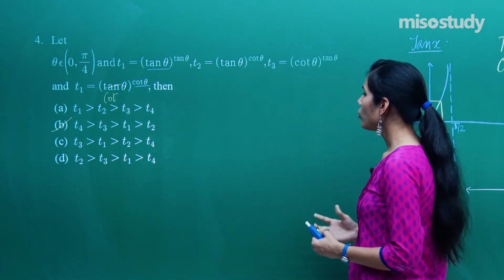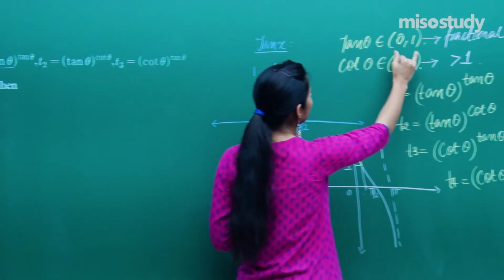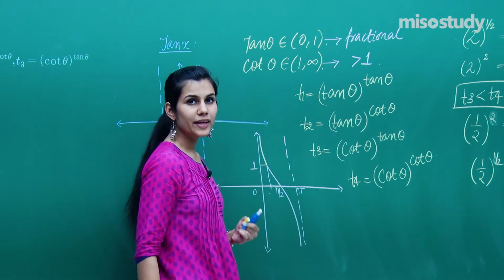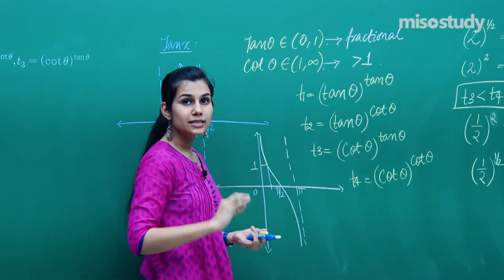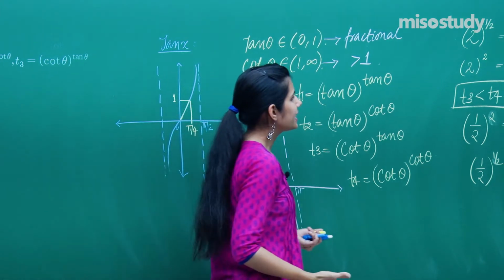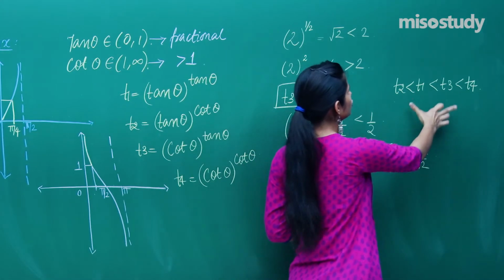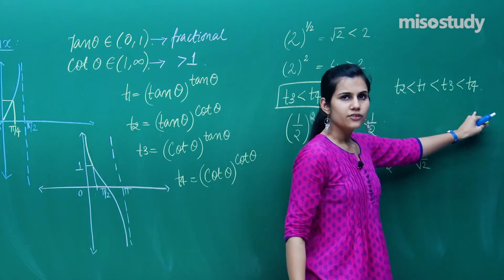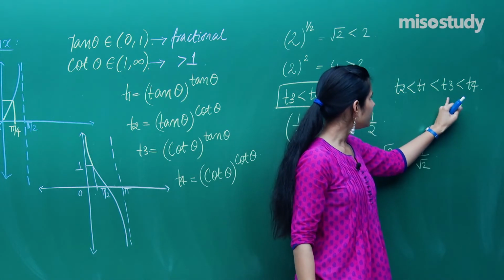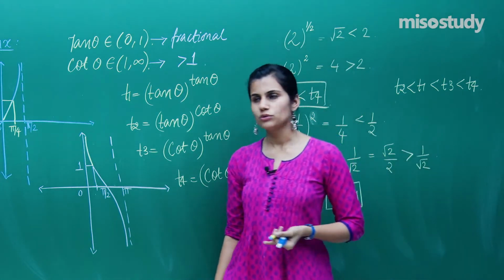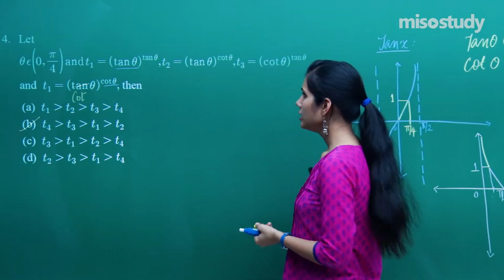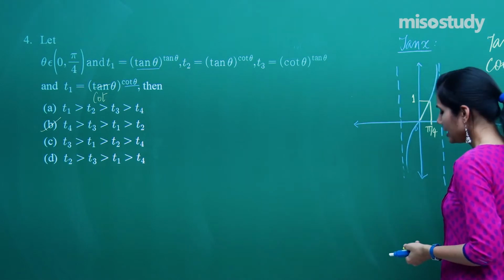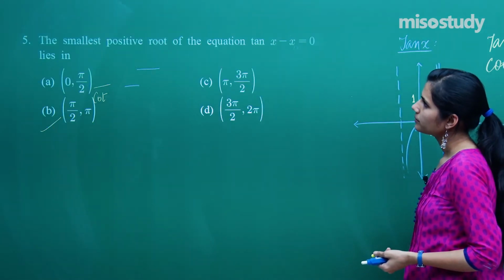So here basically what we used is the fact that tan theta belongs to 0 to 1, that means it's a fractional value, whereas cot theta belongs to 1 comma infinity, it's a number greater than 1, and that gave us such a conclusion. Alternatively, I can write it as T4 is greater than T3, is greater than T1, is greater than T2, the way it is written in your option number B. Fine?